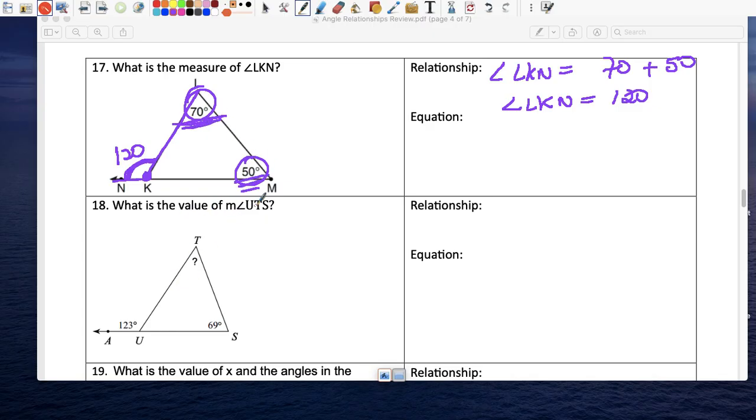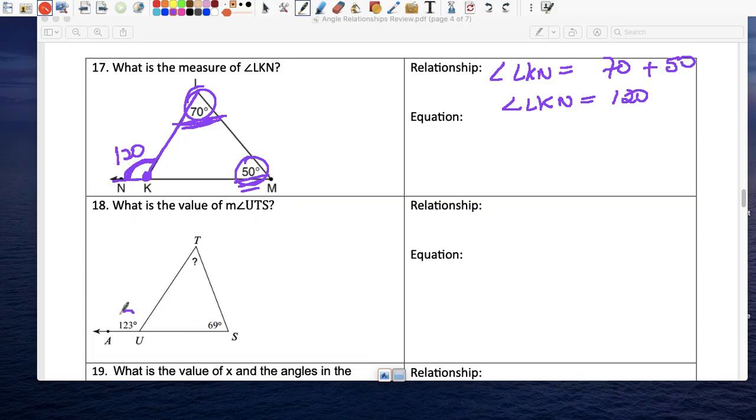Here, what's the value of MUTS? Again, MUTS is this guy here, so they're asking us for the value of this angle. Well, it has a question mark. So what's the relationship?